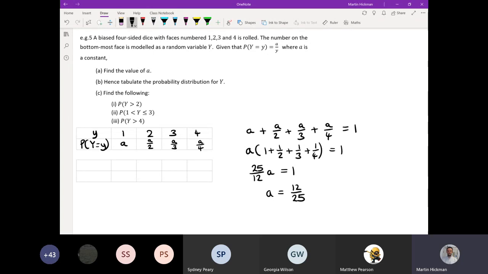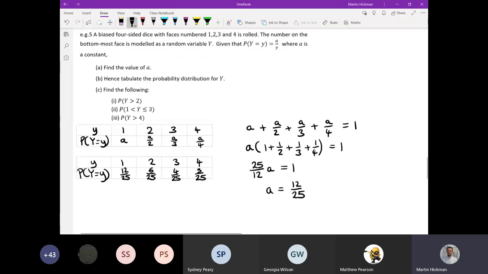So now I can go back to my table. I'll draw a second table and then just simply sub that value of A in. So we get 12 over 25. 12 over 25 divided by 2, so that's going to be 12 over 50, which simplifies down to 6 over 25. We've got 4 over 25, and when I do A divided by 4, so 12 over 25 divided by 4, I get 3 over 25. Okay, check that all adds up to 1, which it should do, so you can be confidently correct before moving on.